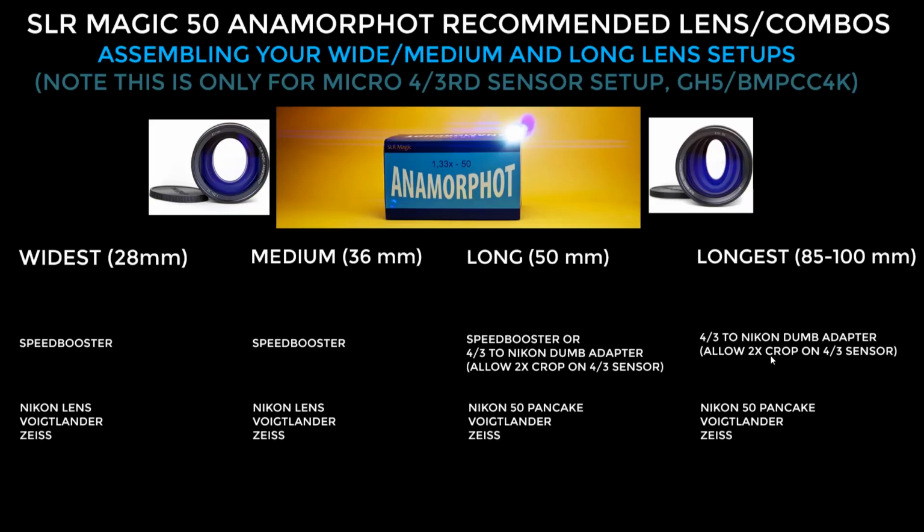I understand it has to do with field of view, but basically you can take a 50 pancake lens, and if it's using a speed booster, you can get rid of the speed booster, put a dumb adapter on it, and immediately you've been increased to 100 millimeter.